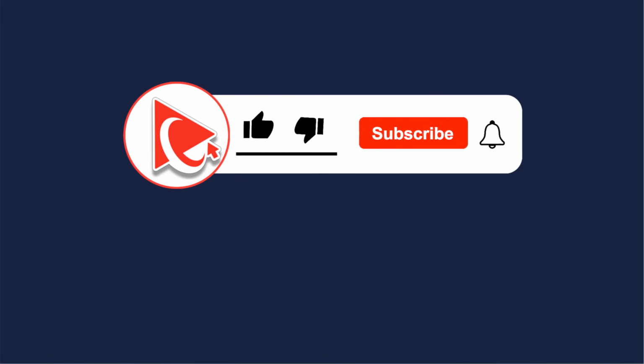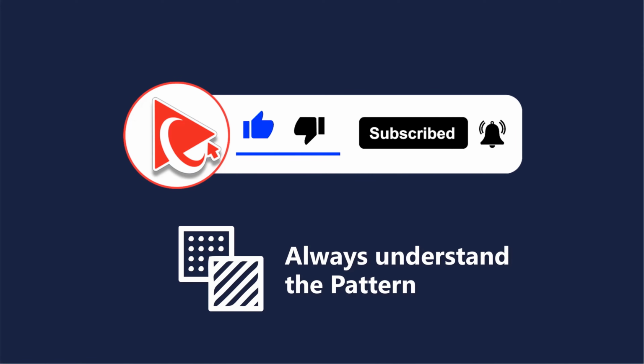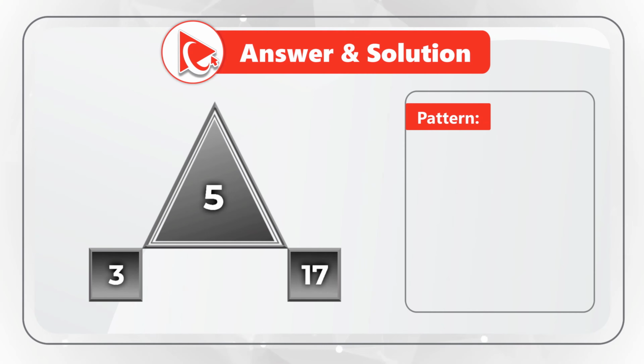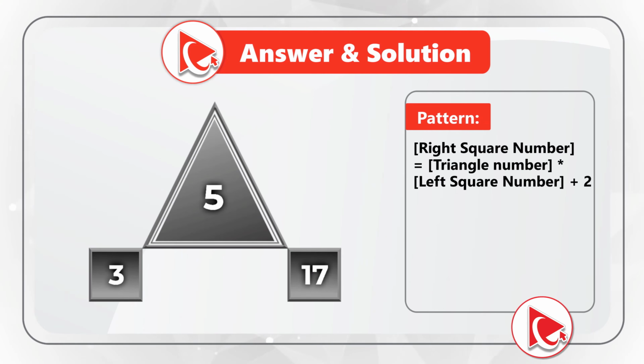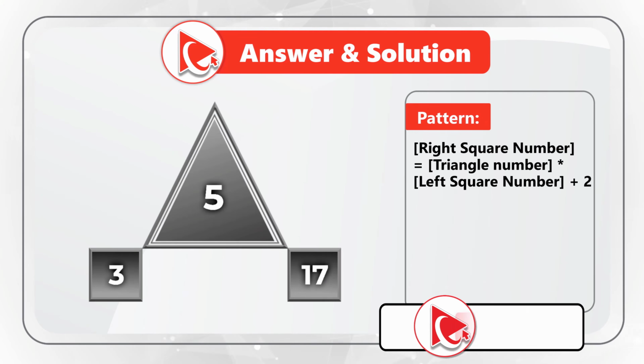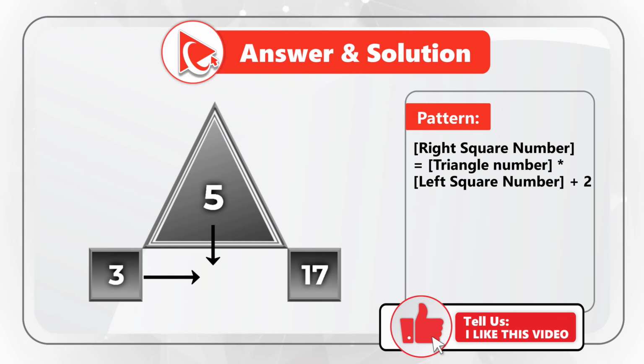If you're a frequent visitor to this channel, or even better if you're a subscriber, you probably know that the key to solving these types of challenges is to understand the pattern. And the pattern here is that the number in the right square is calculated. And it's calculated by multiplying the number inside of the triangle onto the left square number.